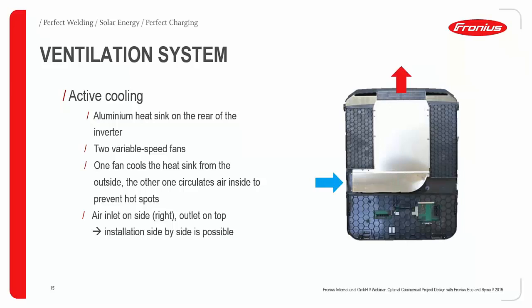One fan is mainly used to cool the heat sink. That fan sucks the air from the right side of the inverter, and the hot air goes out from the top. The other fan is used for inside circulation to prevent hot spots. Since the air inlet is on the right side and the outlet on top, you can install the inverters side by side. You just need to maintain 100 millimeter space between two inverters.